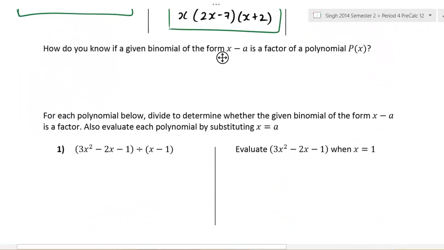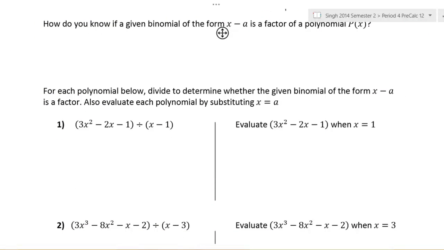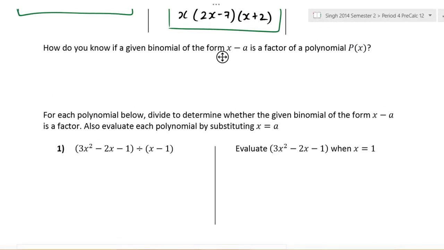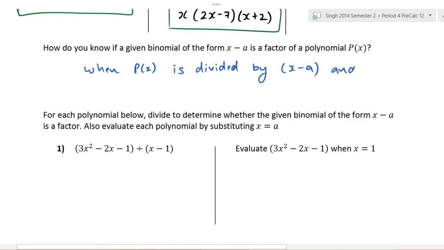The first part we're going to look at is this sentence over here. How do we know if a given binomial of the form x minus a is a factor of polynomial p of x? When we're dividing a polynomial p of x by x minus a, we learned yesterday that this is going to be a factor of p of x if, when we divide p of x by x minus a, we get a remainder of 0. So when p of x is divided by x minus a and the remainder is 0, that's when we know that x minus a is a factor of p of x.